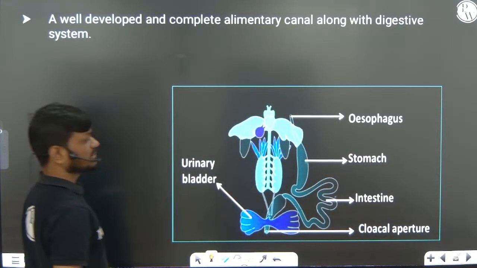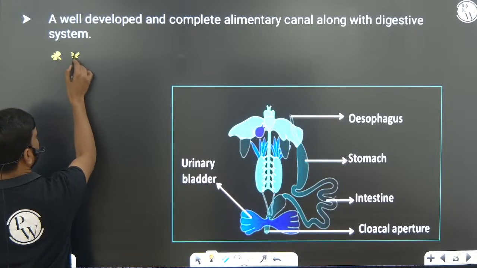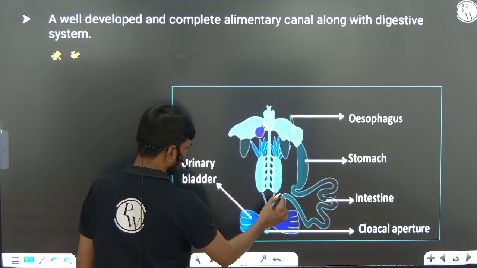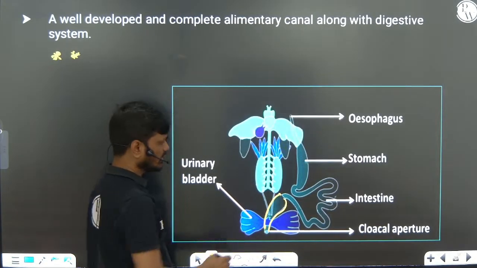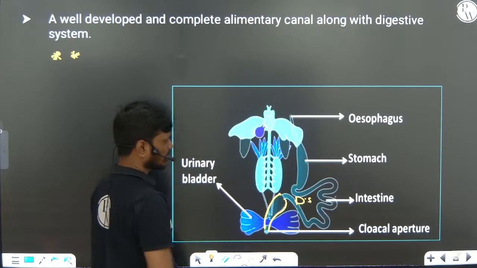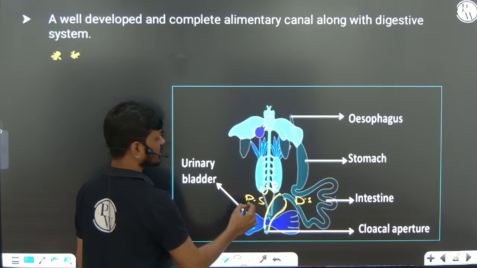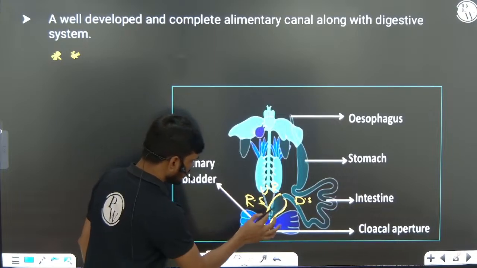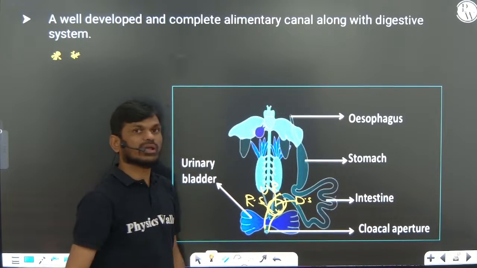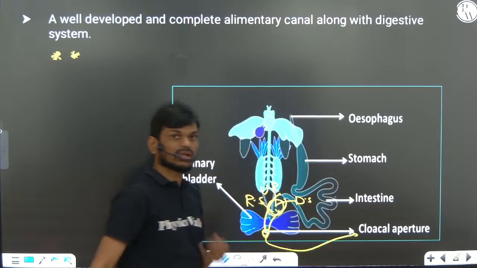So this is very, very important. Alimentary canal is well developed. There is a special chamber. You can see the cloacal chamber present. Into this cloacal chamber, the digestive system is opening, the urinary system is opening, and the reproductive system is opening. The 3 systems open into a common chamber that we call cloaca. That cloaca opens outside through a small aperture we call the cloacal aperture.